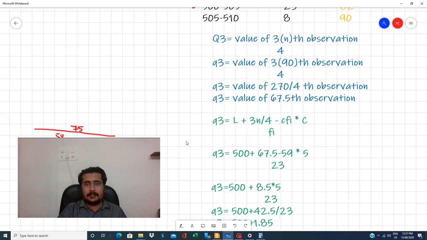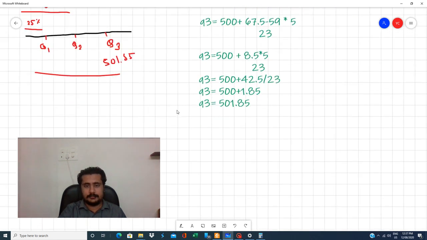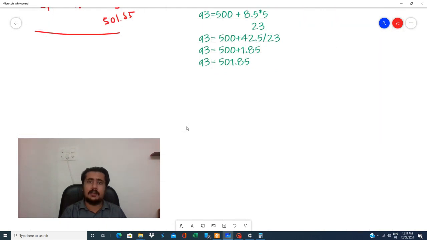Then let's find the next, which is D2. Now D2 will cover 20% of the area. D1 is 10% and D2 is 20%. Let's find D2.